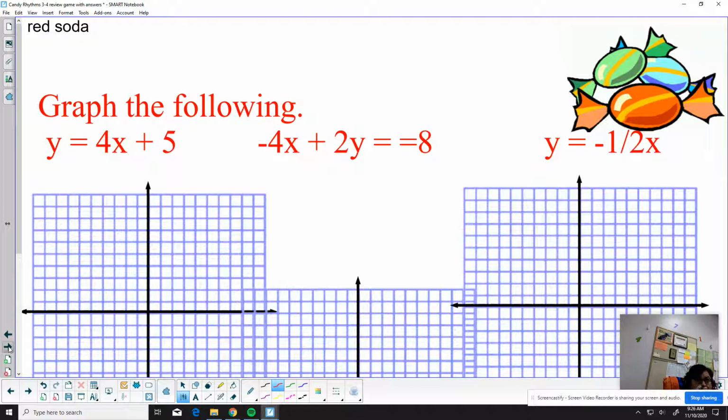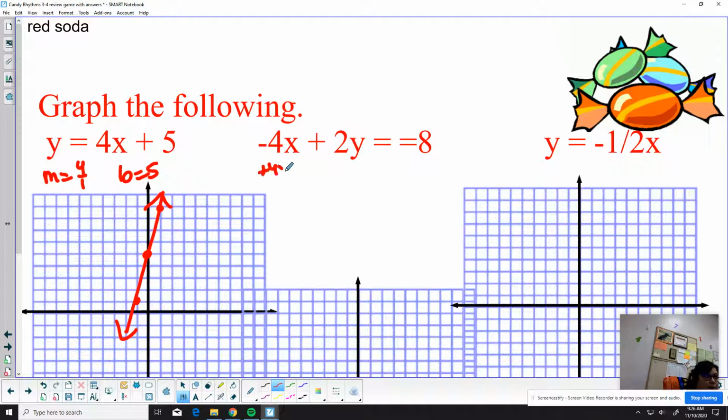Okay, so here we need the slope and we need the b. So the first one is set up perfectly for graphing already. My slope is 4/1 and my b is 5. So up 5, right 1, up 1. I can't go up 5 or 4 anymore, so I'm going to go down and left. So here's my line.